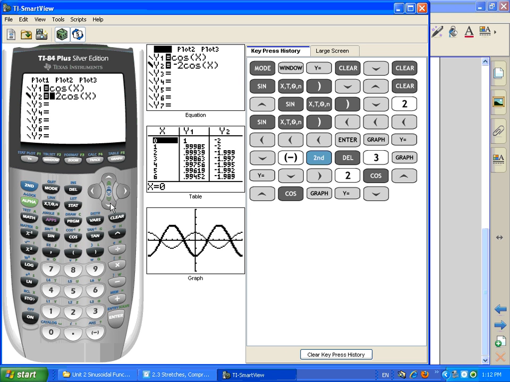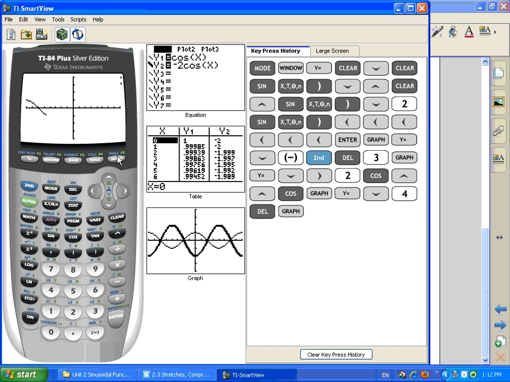So leave the first one there, and then let's change that to 4 cos x. So press 4 and delete. Okay, try graphing that. So here comes our parent function.